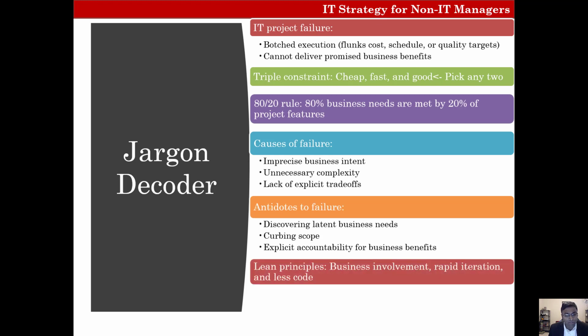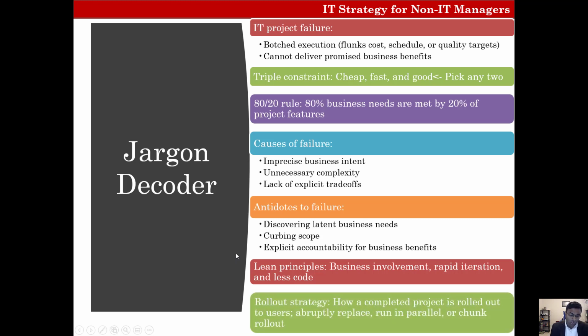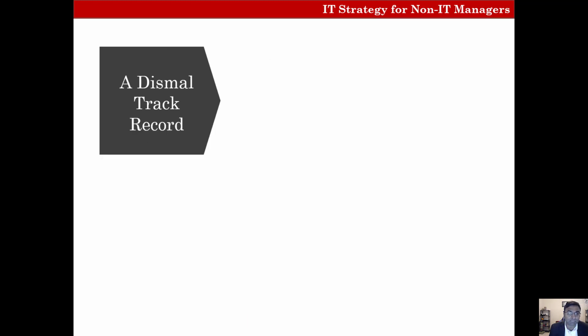We're going to talk a lot about lean principles, rapid iteration, using less code, and a lot of business involvement. A lot of this lean manufacturing is now called agile in software development. Rollout strategy is essentially how a completed project is rolled out to users. Are we going to abruptly replace it, run in parallel, or do a chunk rollout?